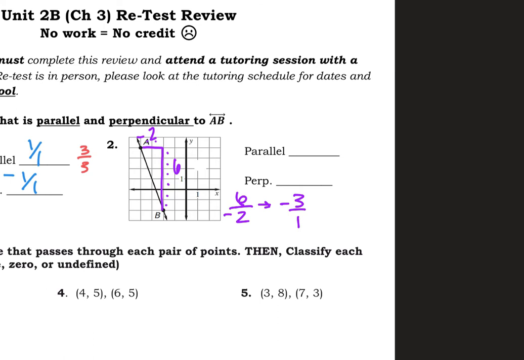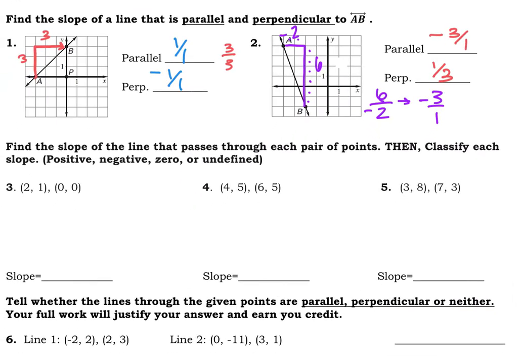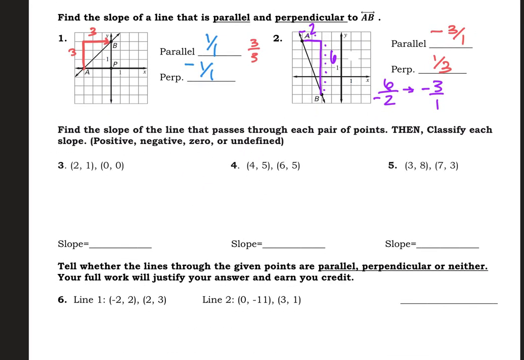So we're going to write that here for parallel. Because remember, parallel means it's the same. Perpendicular means we're going to do what to it? We're going to flip it and change the sign. So if it's a negative, it becomes a positive. All right. The next piece you're going to have is finding slopes and identifying them.